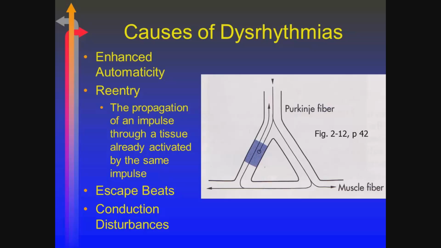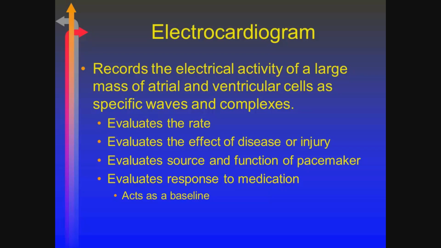But those are all different ways that dysrhythmias can occur. So when we look at the EKG, we're looking at the electrical activity. We're going to look at the rate. We're going to find out to what extent any injury or disease is present. Who's the pacemaker? Who's in charge? Who's starting this off? And then when we do treatment, we want to see how the response happens. And for each of the dysrhythmias, we'll go through what the proper treatment should be for it so that we can manage it appropriately.